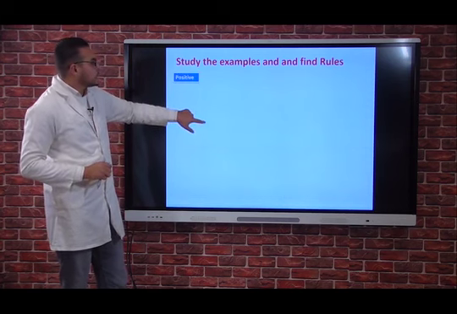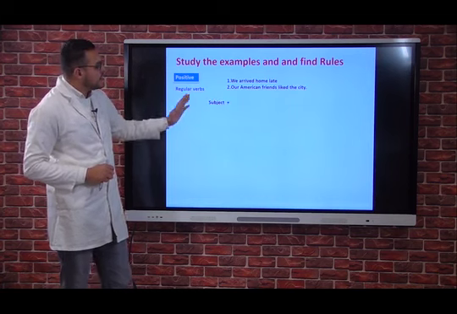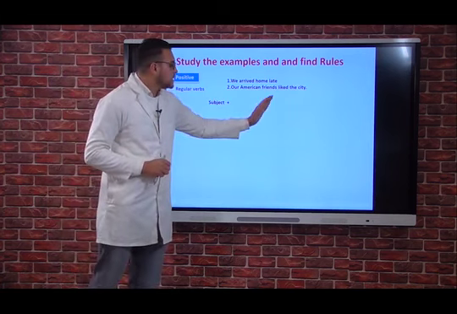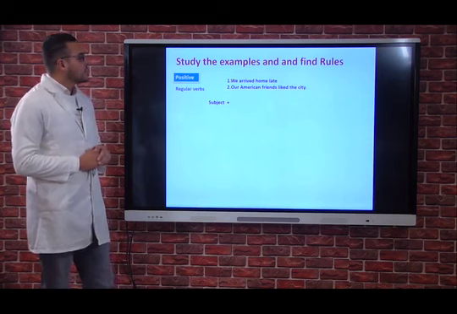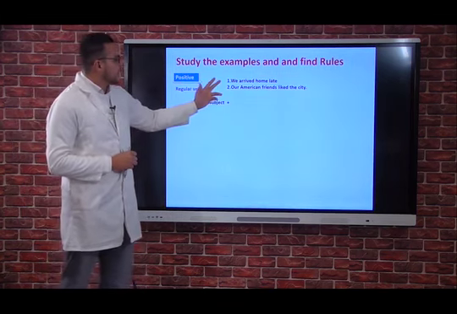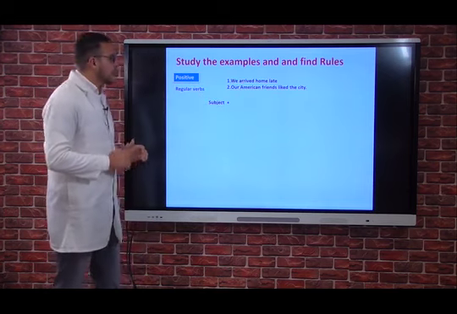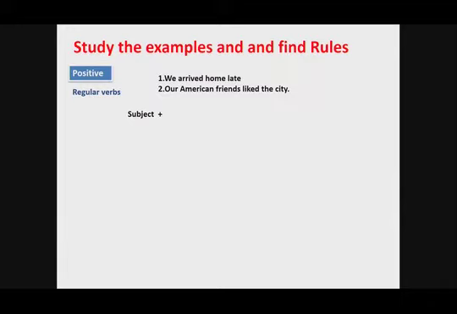Okay? So I need you to study the following examples and try to fill in this chart. Try to continue this structure in here. The first example, we arrived home late. We arrived home late, and we have a full stop in here, sorry. Number 2, our American friends liked the city. Our American friends liked the city.